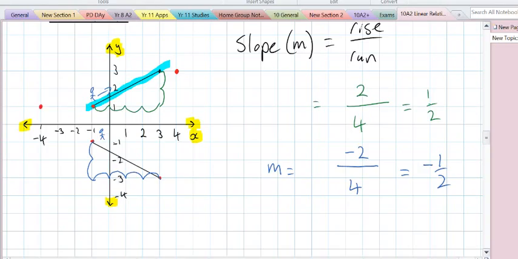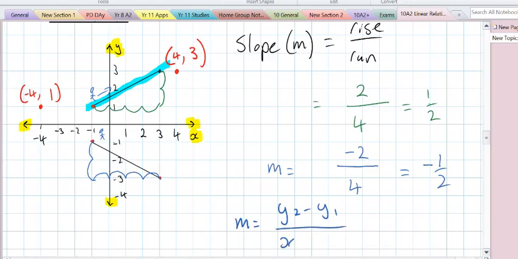Now, yes, we could count across and we could count up if we wanted to. But, instead, we can consider this our first point. And our first point has coordinates of minus 4 and 1. And our second point has coordinates of 4 and 3. And our slope formula for m is equal to y2 take y1 over x2 take x1.